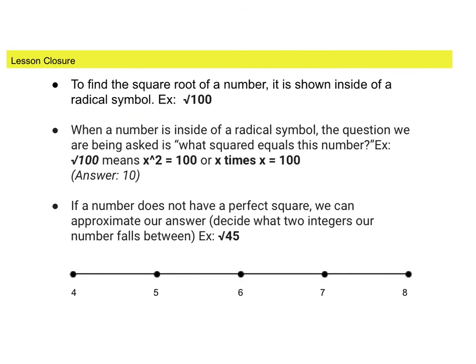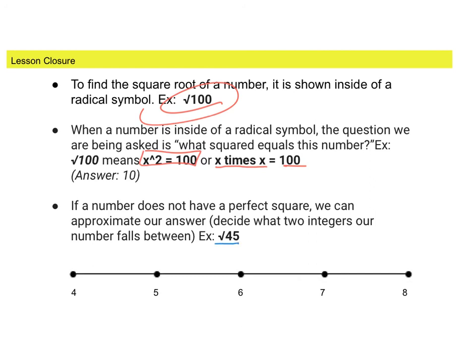All right, just to close out our lesson, to find the square root of a number, it's shown inside of a radical symbol. When a number is inside of a radical symbol, the question we are being asked is what squared equals this number? So what squared equals 100? Or what times itself equals 100? Obviously, we know that 10 times 10 equals 100. But sometimes numbers do not have perfect squares, which means it's not going to work out like that. But we can approximate our answers. We can figure out what they fall between.